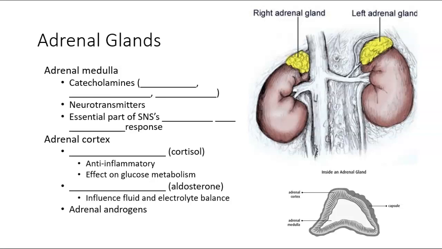And the next one is the adrenal androgens. So the adrenal androgens are converted to sex hormones in the periphery. So they're a major source of estrogen in postmenopausal women and a source of testosterone in men.